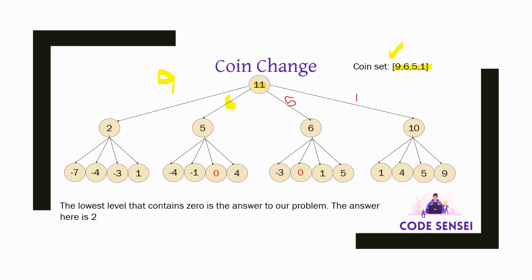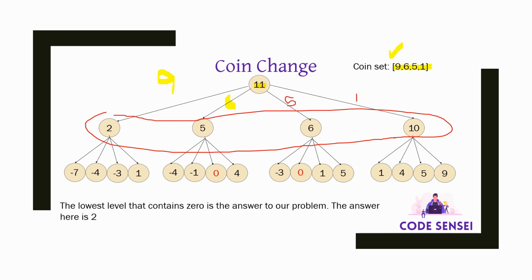And out of all the obtained values, the answer should be the minimum of these values, that is the minimum of the number of coins to make 2, or the number of coins to make 5, or the number of coins to make 6, or the number of coins to make 10, plus 1. So you can see there is a recursive pattern in this solution.